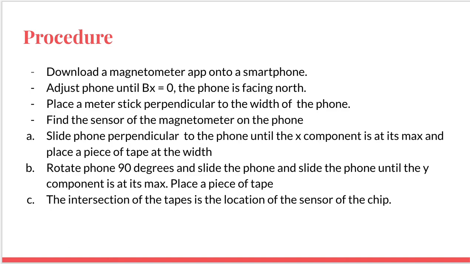Then you rotate the phone 90 degrees and slide the phone until the Y component is at its max, and you place a piece of tape there as well. And then the location of the sensor is at the intersection of the tapes.